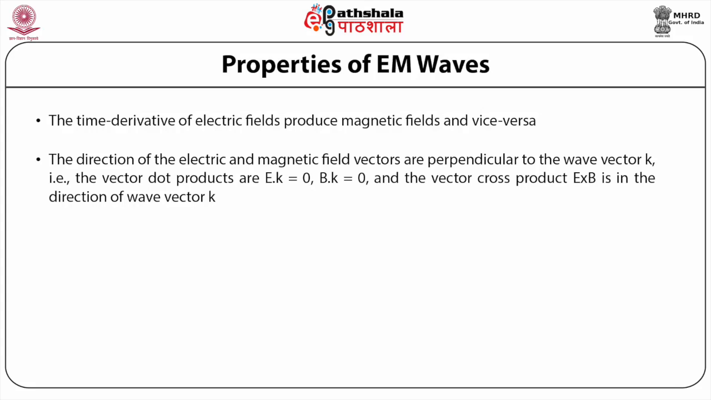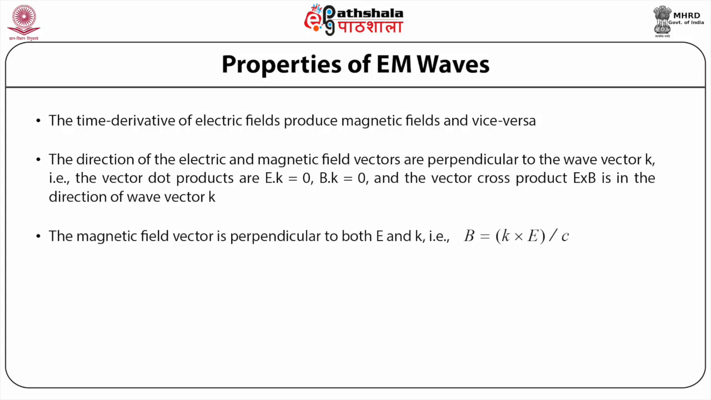And the vector cross product E cross B is always in the direction of the wave vector k. Third point is the magnetic field vector is perpendicular to both the electric field vector E and the propagation vector k. That is, the cross product between k and E is always in the direction of the magnetic field vector B.